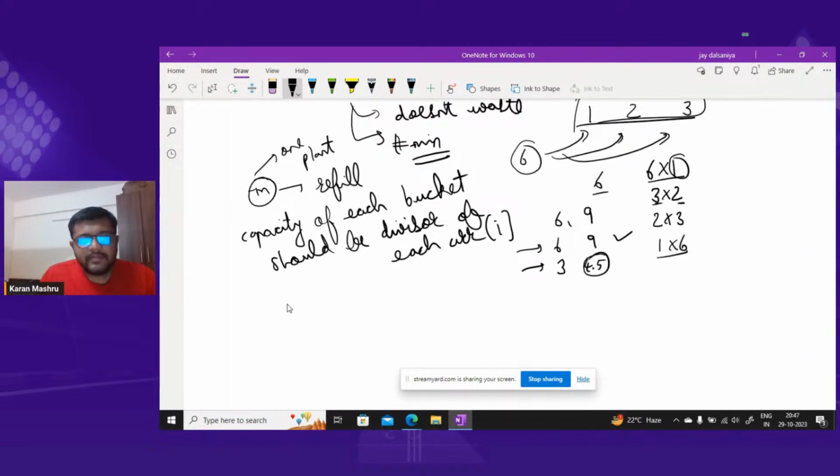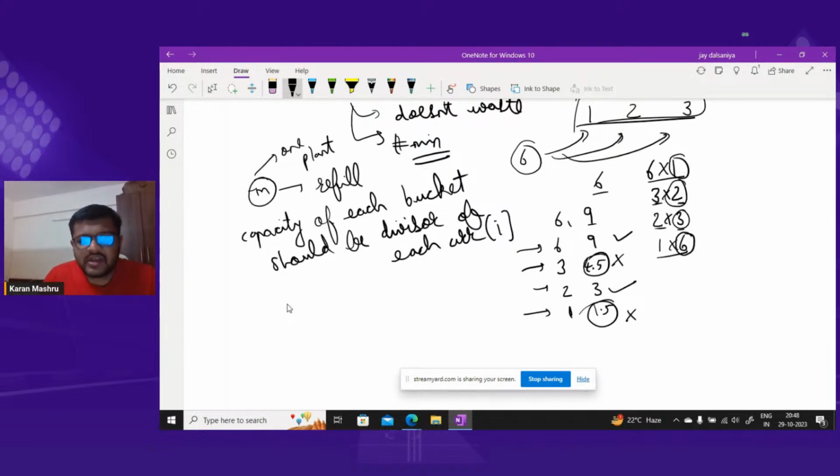Are you getting my point? Because each bucket has capacity 2, and I do not want to waste any water, and one bucket can be used for one plant only. So I cannot use buckets whose capacity is 2, because they will not work in case of 9. If I use buckets with capacity 3, I can use 3 buckets here, and that will be equal to 9. This will also work. If I use buckets with capacity 6, I can use one bucket for the first plant, but here I cannot say I will use 1.5 buckets. There is no 1.5 buckets.